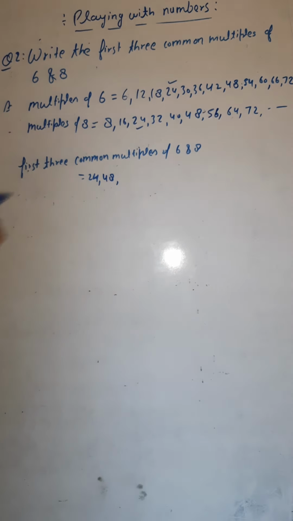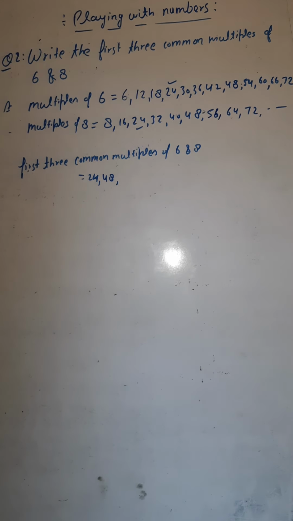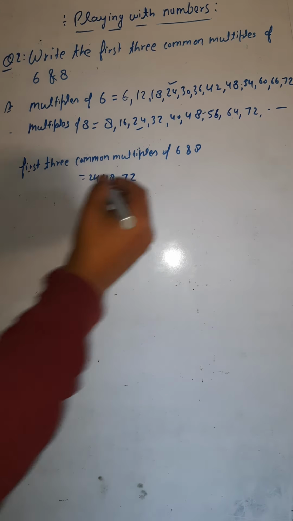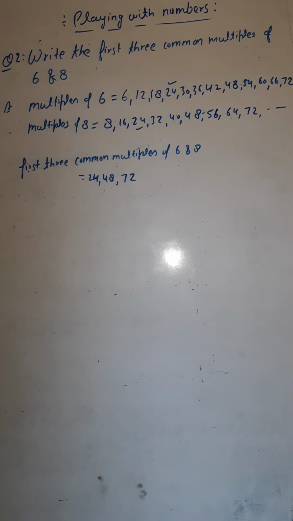Now we have got one more multiple common here, that is 72. Okay, so we have got the first 3 common multiples of 6 and 8, and these are what? First is 24, second is 48, and third one is 72. So these are the common multiples of 6 and 8. Hope you are getting this. Okay, just note it down.